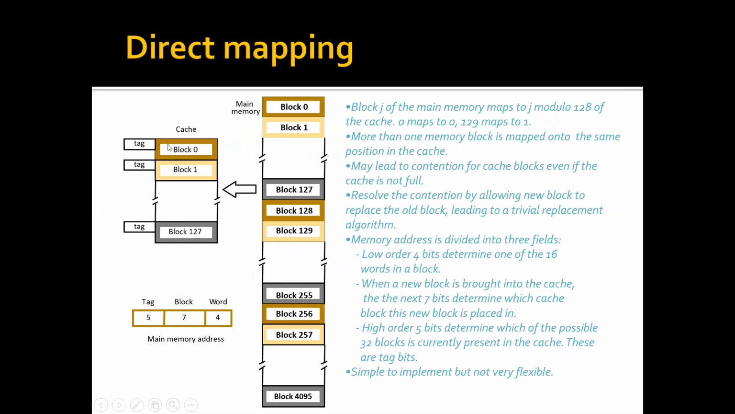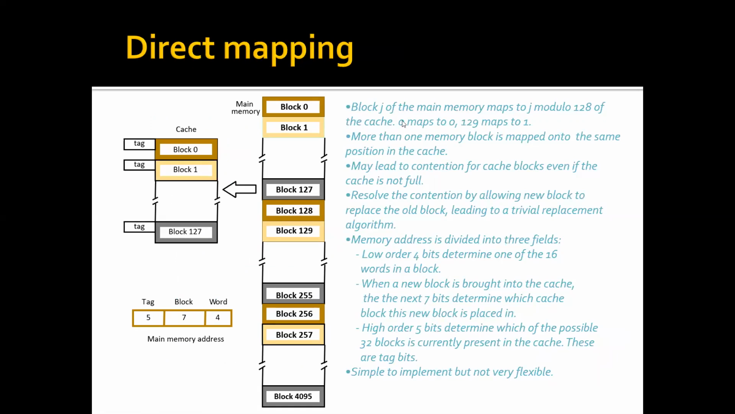Every block has how many words? 16 words. So here it is 16 words. Here in the main memory also it is 16 words. Now we'll see how the processor will know which block of the main memory is mapped into which block of the cache memory by using the direct mapping technique.